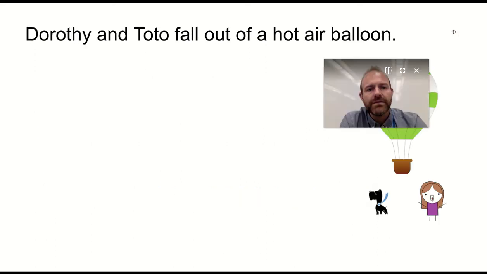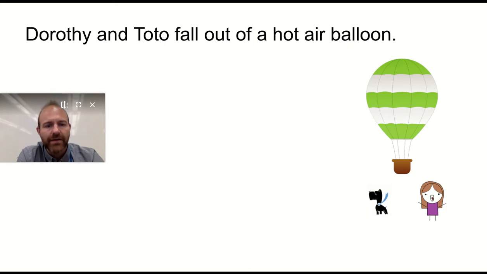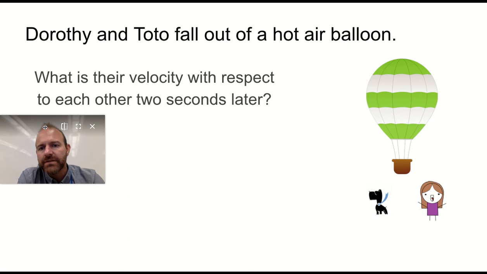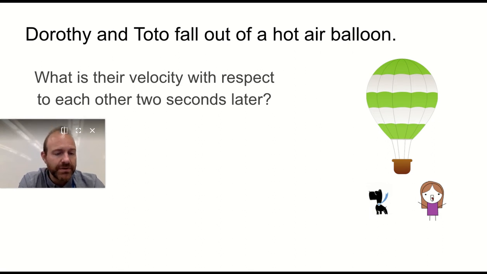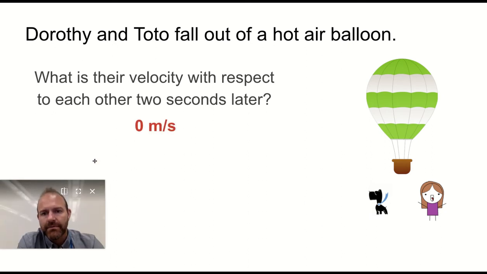If you think of Dorothy and Toto falling out of a hot air balloon, right? A hot air balloon right there. What is their velocity with respect to each other 2 seconds later? Well, a couple things to think about. It's 0 meters per second, right? The velocity of one relative to the other.